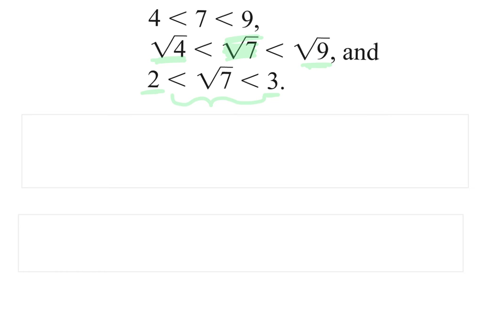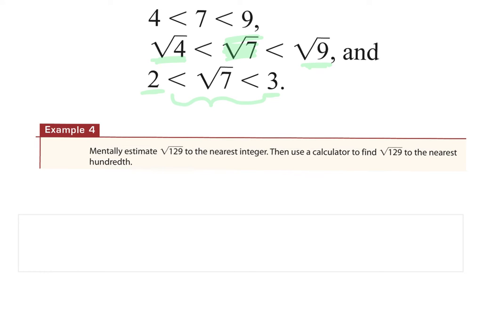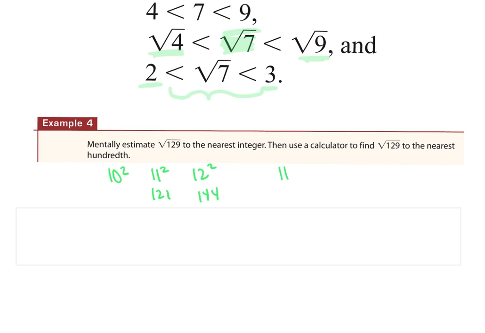So like they gave us an even larger one here. Mentally estimate the square root of 129, which is way huge. What I would say here is think about your numbers when you start squaring them. So you have 10 squared, which is 100. 11 squared is 121, 12 squared is 144. So it's going to be in between which two? Somewhere between 11 and 12 is going to be the square root of 129. And that's how you would do that process if you were trying to mentally estimate your root.